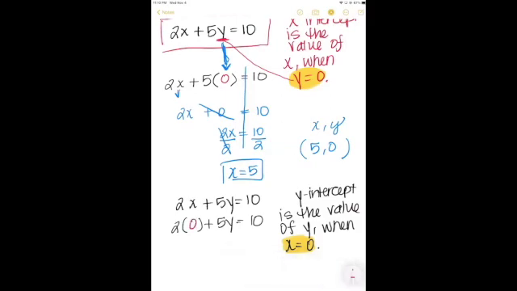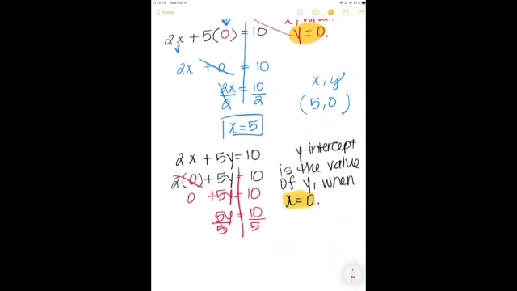So if we put a 0 here and we're going to solve for y, we have 2 times 0, which is 0. Or you can just cross that out because we know that it's going to be 0, plus 5y. So 5y equals 10. And we're going to divide both sides by 5. All right. And y equals 10 divided by 5 is 2. So my y-intercept would be 2.